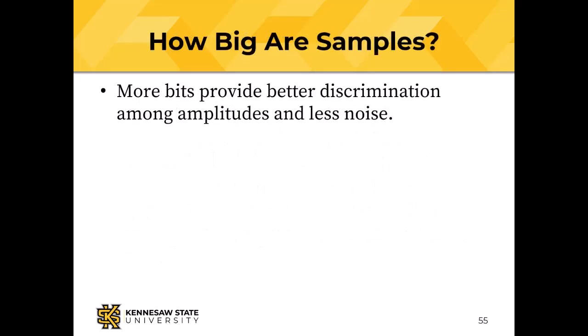How many bits in the sample? More bits provide better discrimination among amplitudes and a way to get rid of some noise. With telephones, we need quality only good enough to let us recognize voices. It turns out that 8-bit samples, integer values 0 to 255, are good enough for recognizing voices. We don't need anything of higher quality. We'll talk about the sampling rate in just a moment.